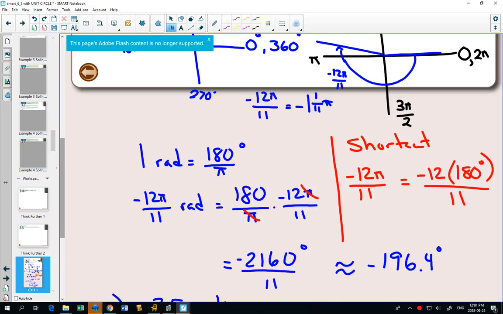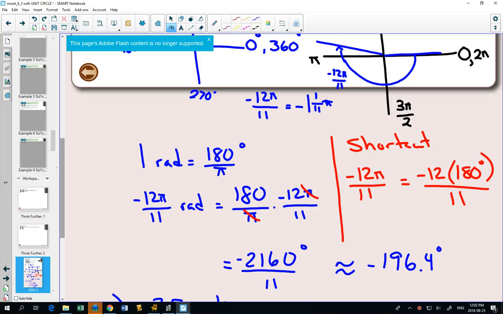And see what happened when we did it with the actual calculations. Our pi's canceled out and a 180 was introduced. So it's just basically the same as taking out the pi and putting in the 180. And because pi radians is equal to 180 degrees, okay, you're able to do that.